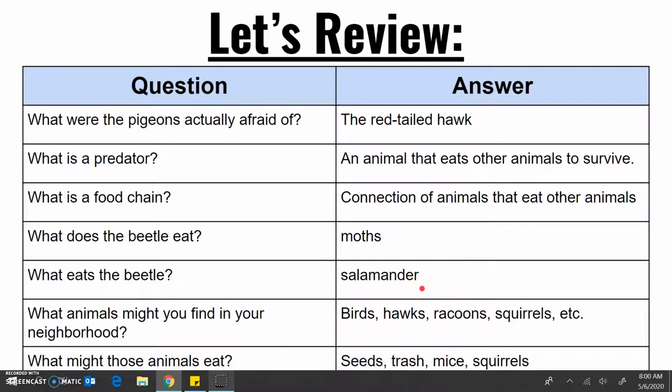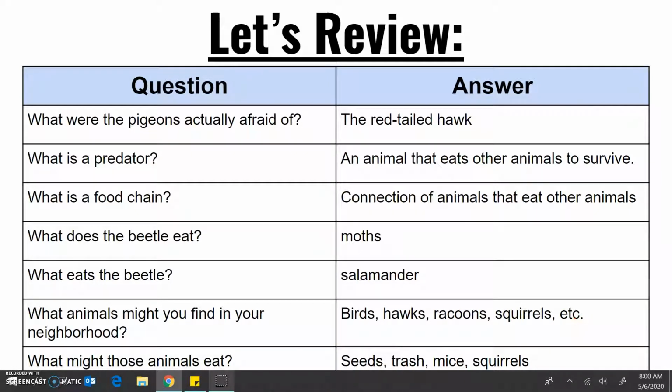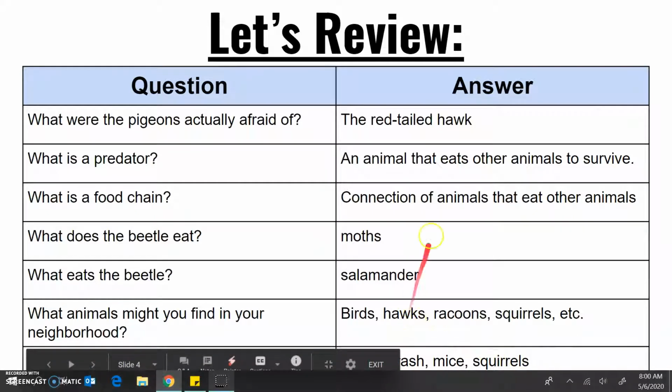So I saw a lot of really great answers on this one. What animals might you find in your backyard? I saw birds, hawks, raccoons, squirrels, and some interesting things that they might eat. I saw people say seeds. For the raccoons, I saw people mention trash, which makes sense, right? Mice. And squirrels are something that the hawks would eat.